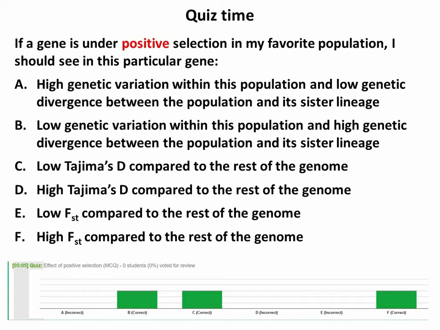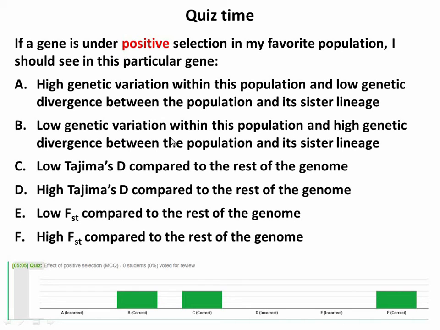Which basically translates to having low genetic variation, and yet we'll have a very high genetic divergence between this population and whatever sister lineage you are studying. That's of course assuming that the positive selection occurs only in this population. So because it occurs only in this population, you will have a specific allele found there which spread and conquered, let's say, the whole population, but this did not happen in the sister lineage. So low genetic variation within this population, but very high genetic divergence between this population and the sister lineage.